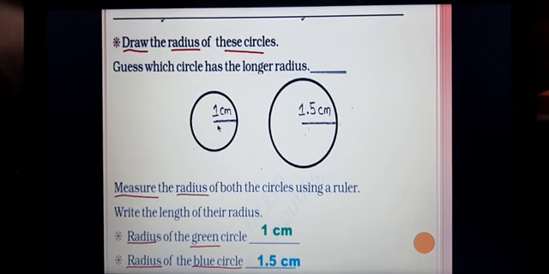See, in this way you can take a scale and measure, and you will get the centimeters. The smaller one is 1 centimeter and the bigger one is 1.5 centimeters. The green circle is 1 centimeter and the blue circle is 1.5 centimeters. Like that you can write.